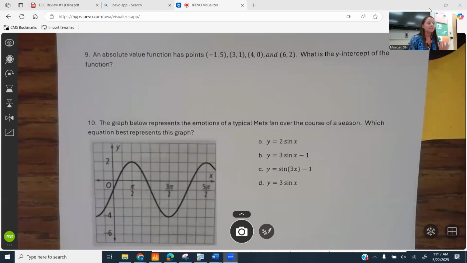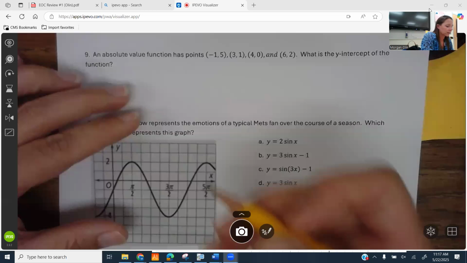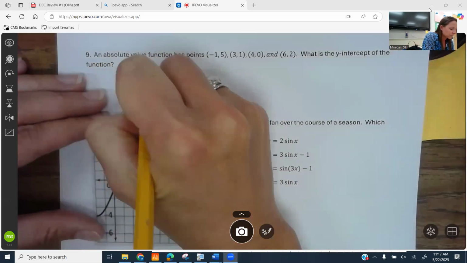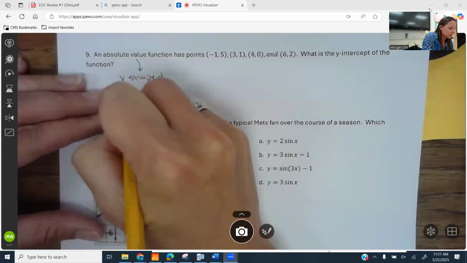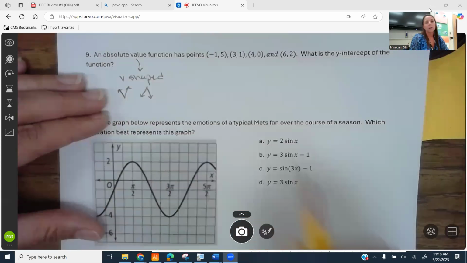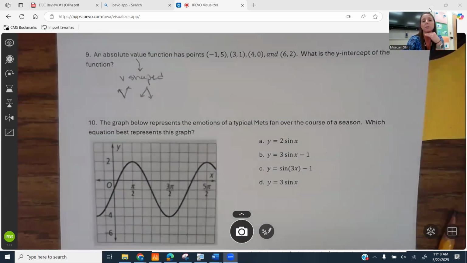Now, first off, what does an absolute value function look like? Well, you have to remember that it is a V shape. Okay, it's V-shaped. So it could be a V that's going up or it could be a V that is going down. All right, and next thing, you're going to want to plot these.